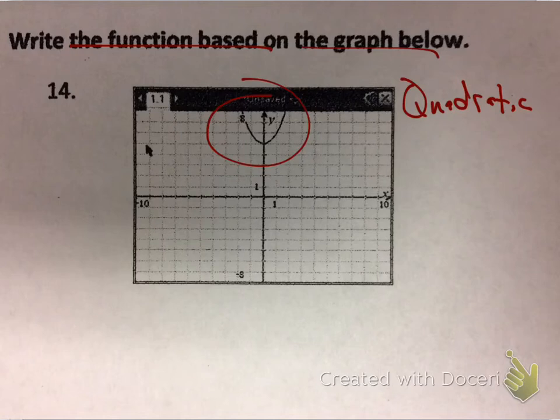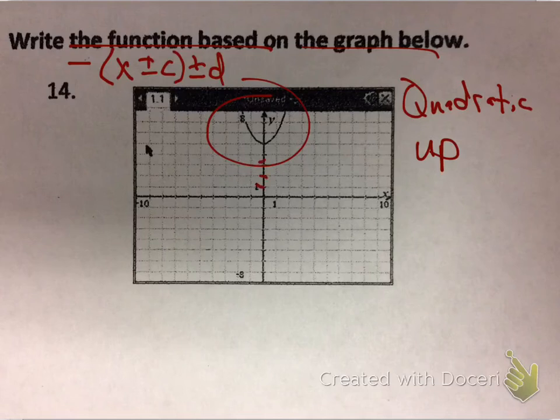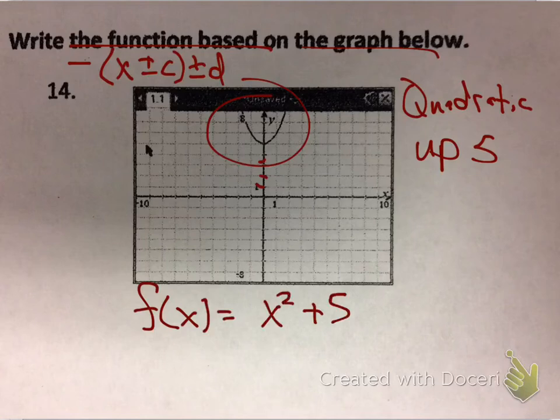Is there a reflection? No. Did it go to the left or to the right? And again, on these, all you're worrying about is is there a reflection, to the left or to the right, and up or down. Okay? You're not going to have to worry about stretch or compression for this part. So there's nothing to the left or to the right. It just goes up 1, 2, 3, 4, 5. Up 5. So that means then this is f of x is equal to x squared plus 5. And that's it. You're done. See? Fairly simple. So let's look at the other ones.